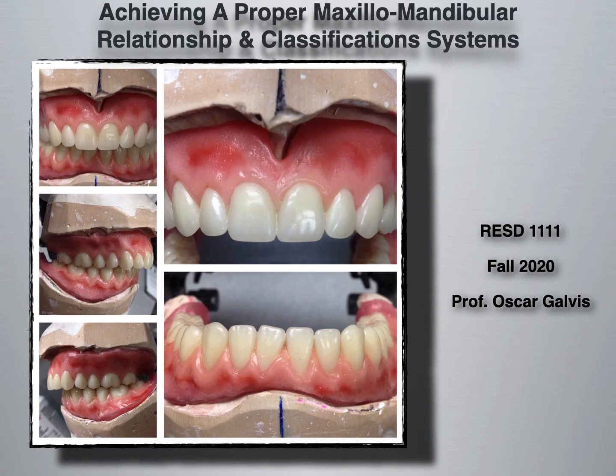Hey everyone, and welcome back to the Complete Dentures 1 course at New York City College of Technology, Department of Restorative Dentistry. This is lecture 6 in the set. It is on achieving a proper maxillomandibular relationship record for edentulous patients and classification systems, specifically Angle's classification systems.